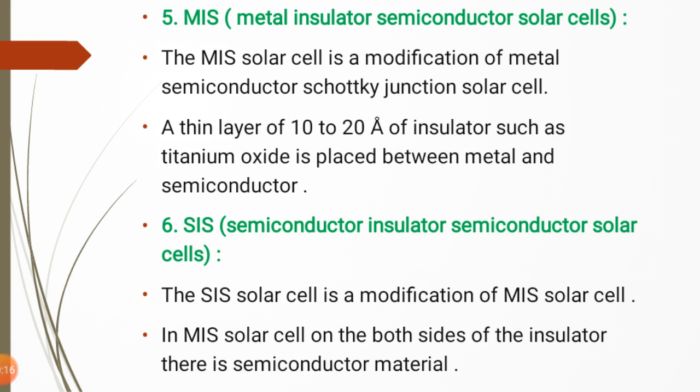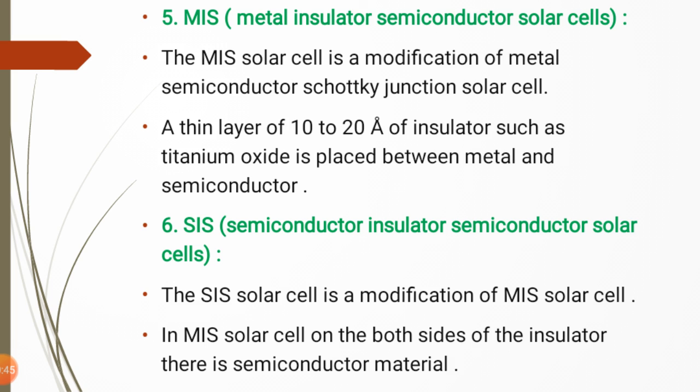Next is the fifth one, MIS, that is the metal insulator semiconductor solar cell. The MIS solar cell is a modification of the metal semiconductor Schottky junction solar cell. That means in a metal semiconductor cell we place the metal and semiconductor near each other, there is a contact between them, and after that there is a formation of the Schottky junction.